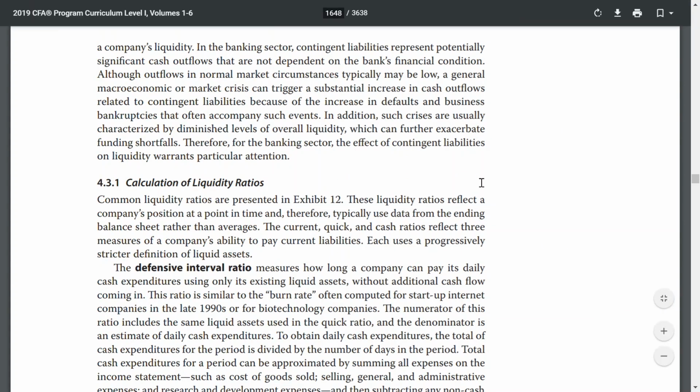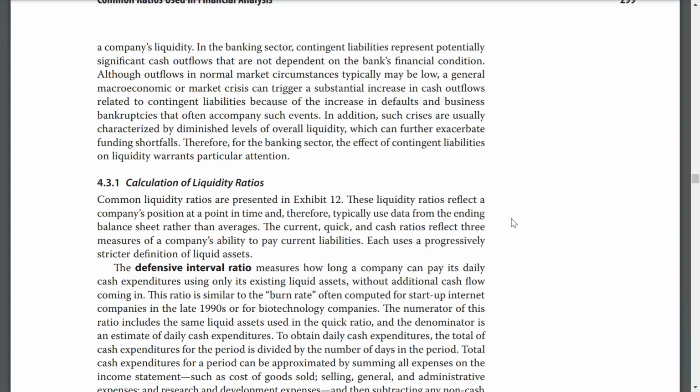In the banking sector, contingent liabilities represent potentially significant cash outflows that are not dependent on the bank's financial condition. Although outflows in normal market circumstances typically may be low, a general macroeconomic or market crisis can trigger a substantial increase in cash outflows related to contingent liabilities because of the increase in defaults and business bankruptcies that often accompany such events. In addition, such crises are usually characterized by diminished levels of overall liquidity, which can further exacerbate funding shortfalls. Therefore, for the banking sector, the effects of contingent liabilities on liquidity warrant particular attention.